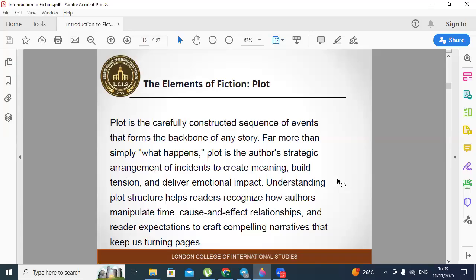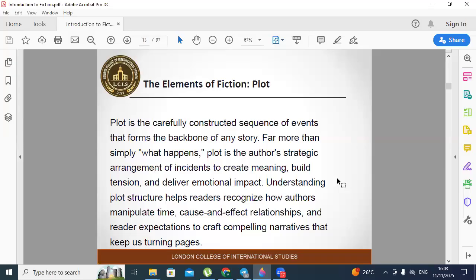It's not just this happened, this happened, then this happened. It's this happened because this happened, leading to this sequence, which forces this choice. Understanding plot structure helps readers recognize how authors manipulate time. Stories do not have to proceed chronologically. Flashbacks, flash forwards, and non-linear narratives serve specific purposes.